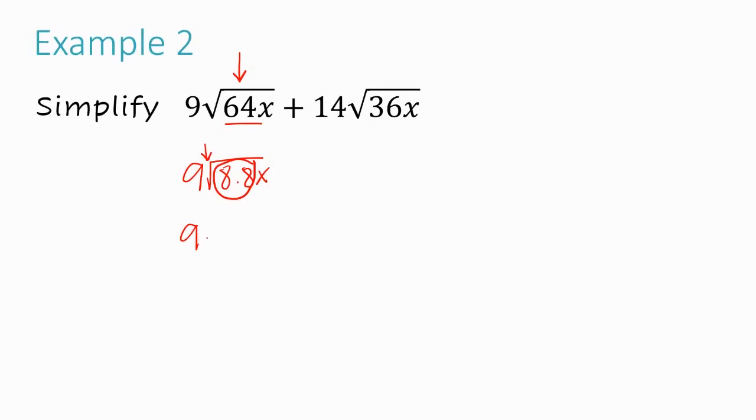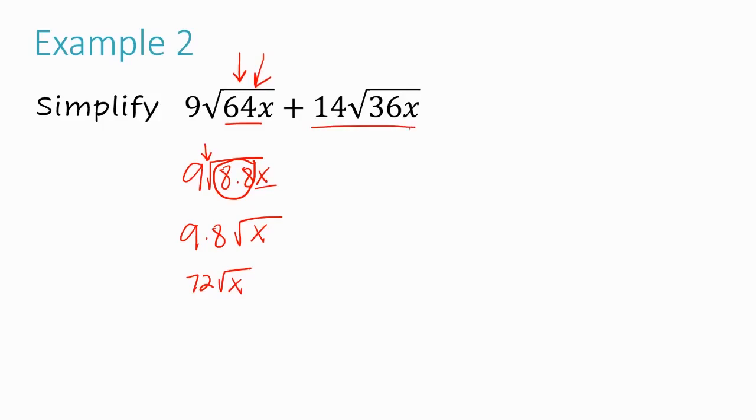So now I have 9 times 8 square root x. The x is left over because there's no partner to go with it to come out. The x just remains under the radical when I rewrite it. So now I multiply the two numbers that are outside. Whatever you take out from under a radical gets multiplied with whatever is outside there. So 9 times 8 is 72, and that's square root x. So I've simplified the first term of my example.